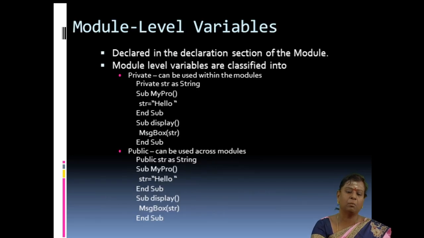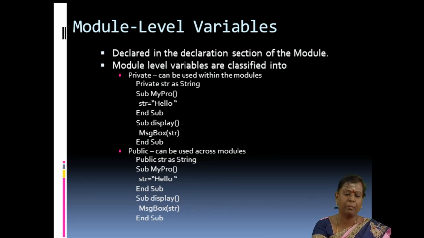So coming to the module level, see, the declaration should be done above the procedure, that is, within the module the declaration has to be done. And these module level variables can also be classified into private and public. If it is private, only within the module it will be visible, and if it is public, across any number of modules the variable values can be accessed.